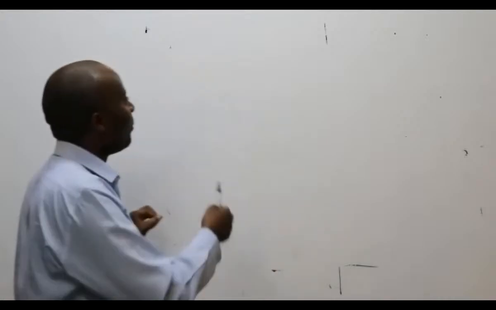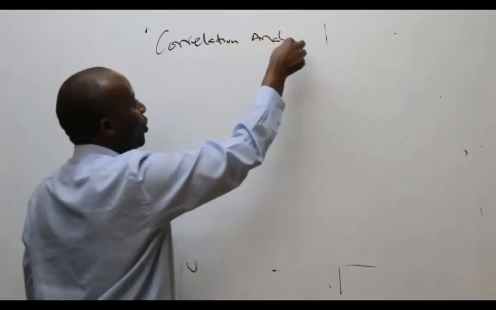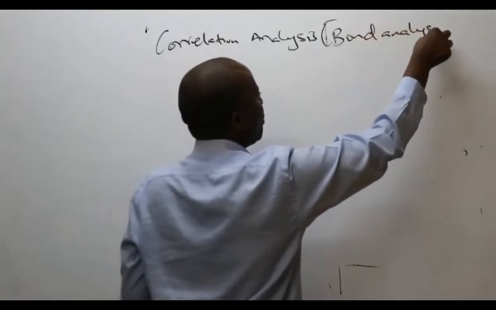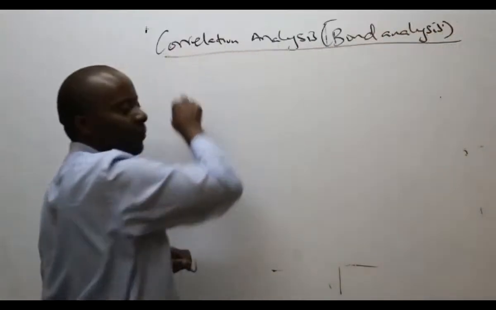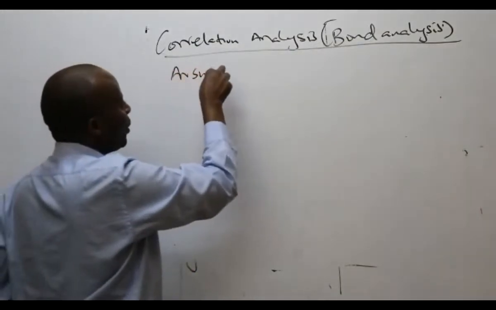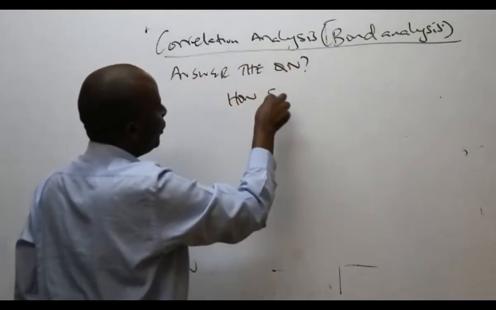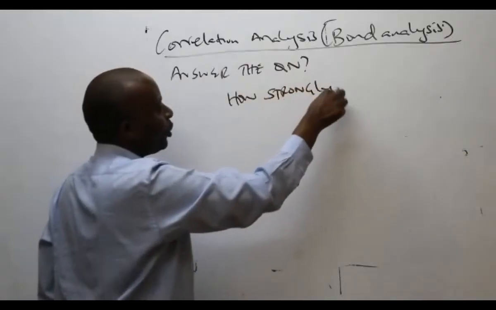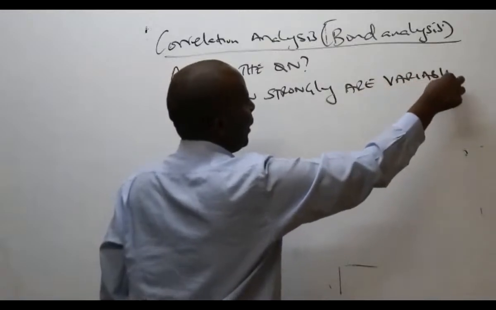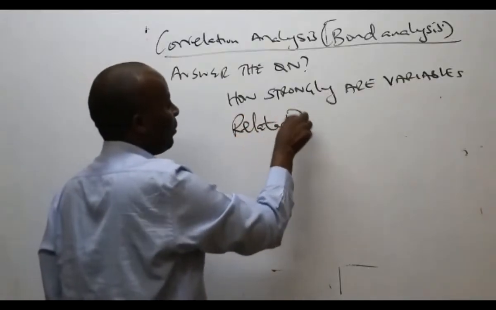So basically, ladies and gentlemen, we are going into what we call correlation analysis. Correlation analysis. This is the bond analysis. And this bond analysis will always answer the question: how strongly are the variables related?